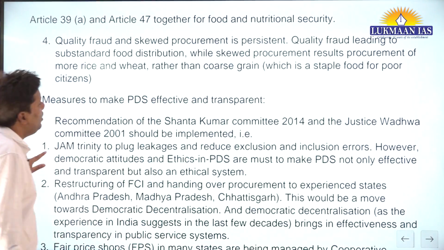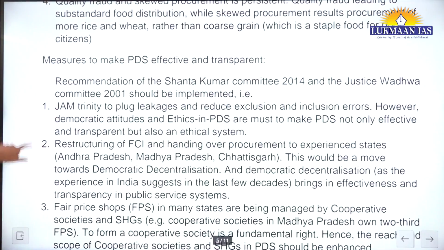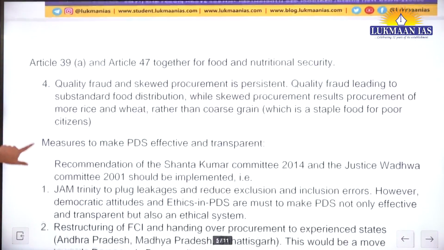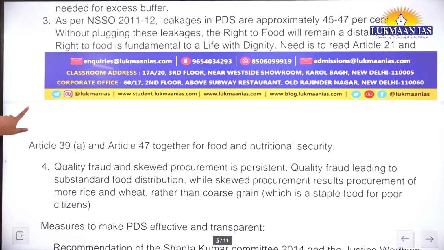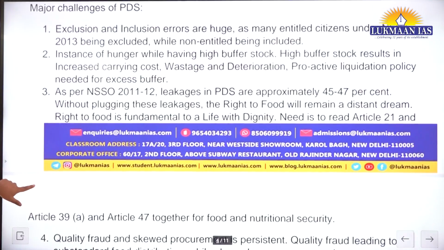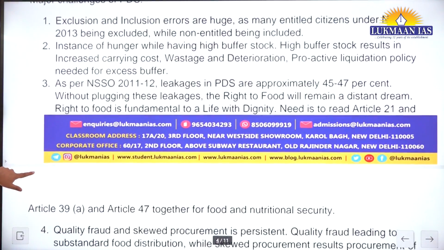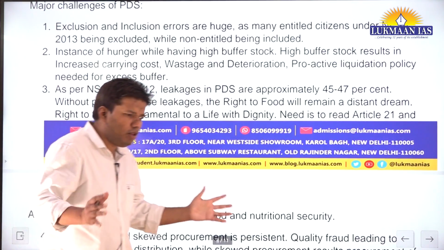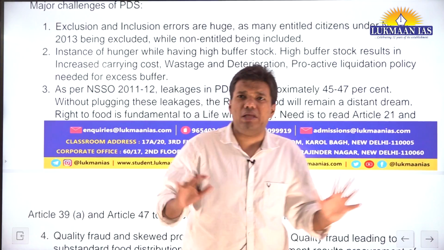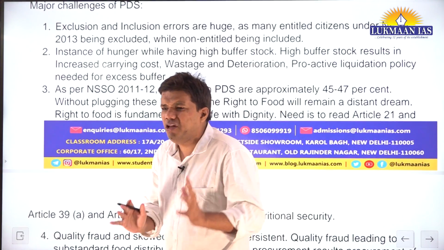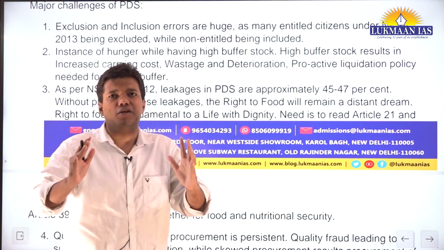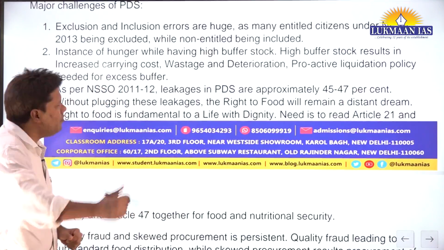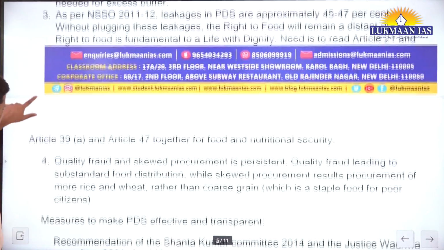Fine. Measures to make PDS effective and transparent. See, the equally important thing is the logical ordering of these points. Do not worry about whether I have to write 6 points, 7 points in a paragraph. No, those are secondary things. Can you write even 3 points which reflect your deep understanding? That is more important. And it comes with practice. Don't worry, it will come with practice.